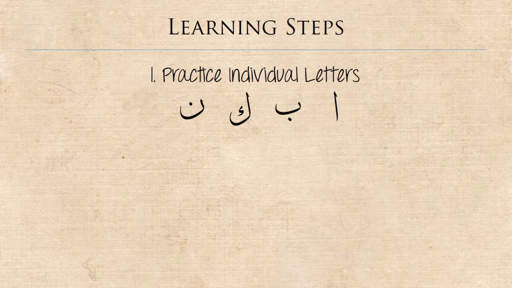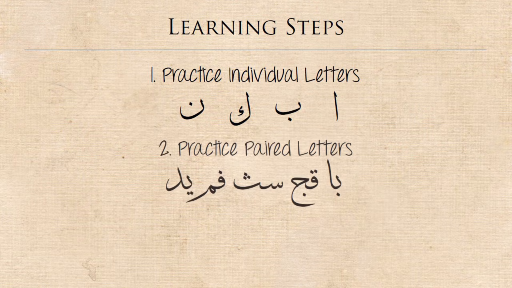The first stage of learning a script is to practice the individual letters. So the 19 Arabic calligraphy letters written on their own individually without any connections. This is the first stage. When you feel that you have fairly mastered the stage, you can move over to the second stage, which is practicing paired letters. And essentially what this is, is writing each one of the commencing letters paired with every other letter in the Arabic calligraphy alphabet.